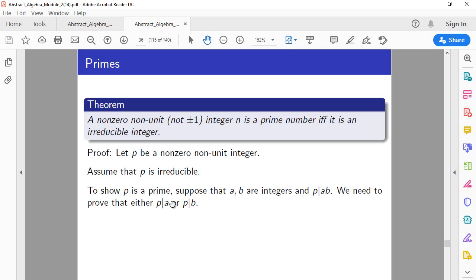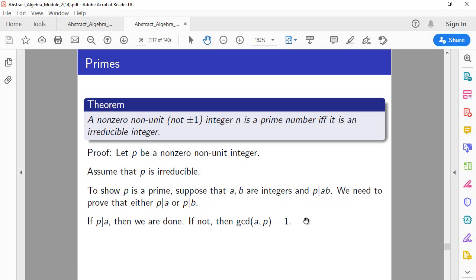So to show that p is a prime number, suppose that a and b are integers and p divides ab. Now we need to show that p divides either a or b. Now if p divides a, then we are done, because we need to show that p divides a or b. So if p doesn't divide a, then the GCD of p and a would be 1.